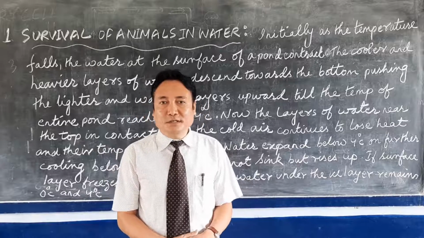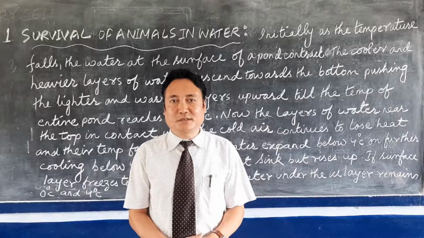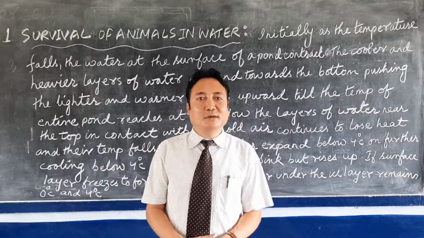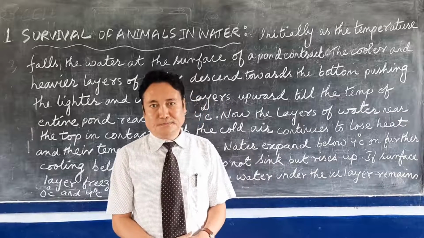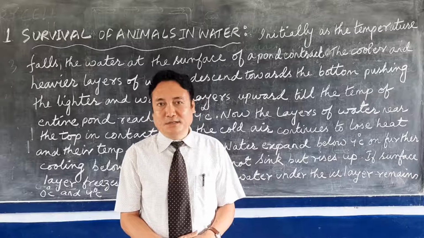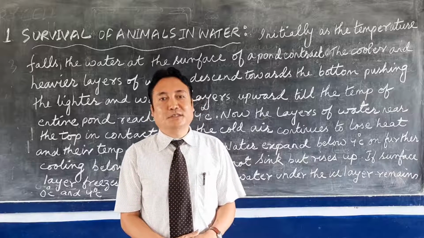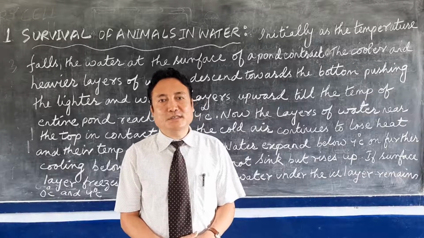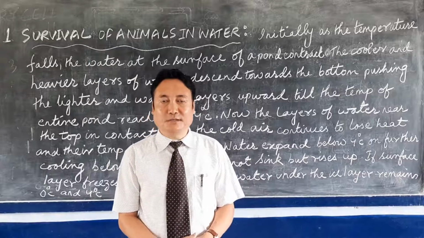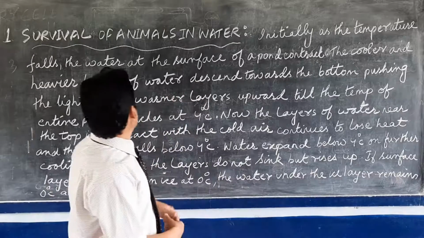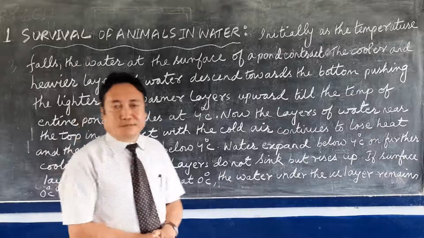There are a few consequences of anomalous expansion of water. Number one is survival of aquatic animals in frozen winter, bursting of water pipes during winters, and also the bursting of fruits and vegetables. All these are consequences of anomalous expansion of water. Now let us come to the first one, that is the survival of animals in water.